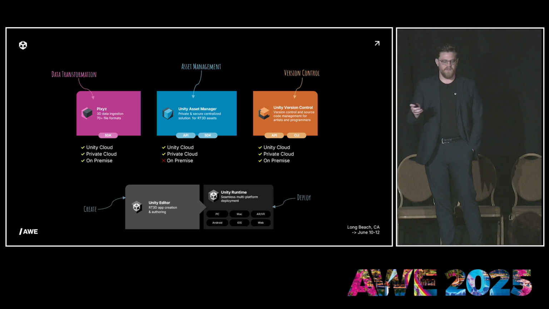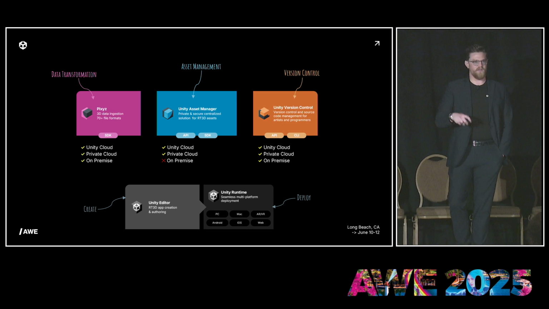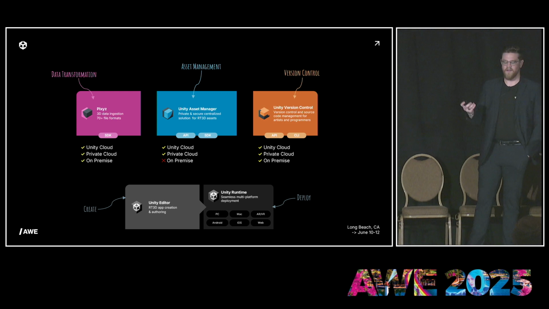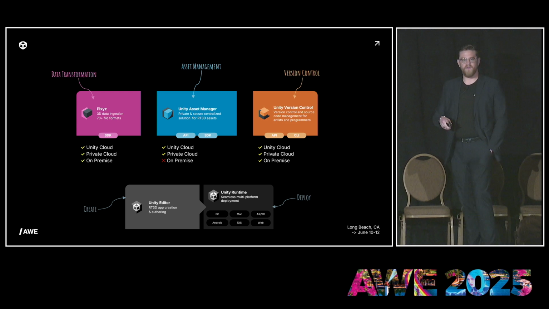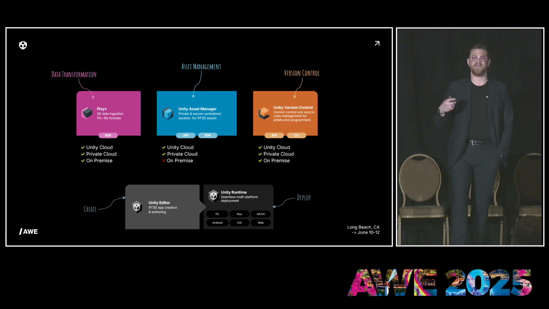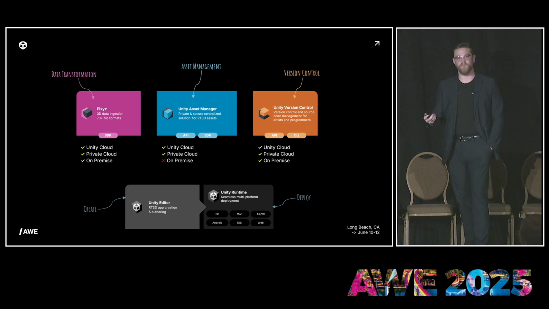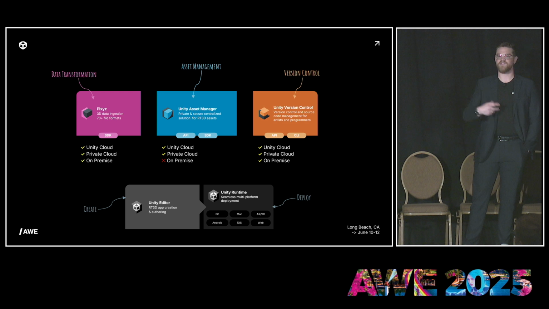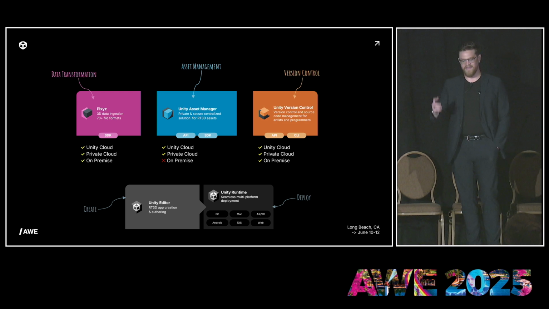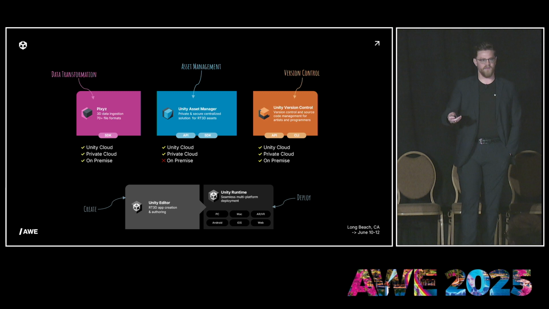But effectively, all of these are available on public Unity Cloud, on virtual private cloud, like in an AWS tenant or an Azure tenant, or on-prem. The only one that is not offered on-prem today is Unity Asset Manager, but that's not to say that it can't be. So if that's a requirement of your organization, let us know. We'll have a conversation with you, we would love to better qualify that desire and demand, and we can talk about it from there.